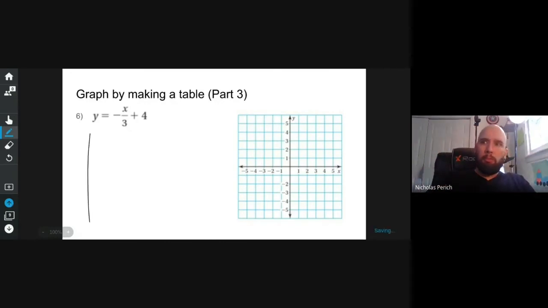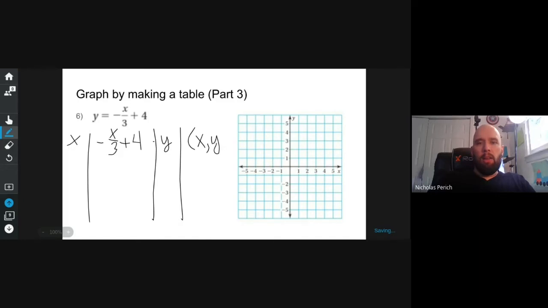Let's do it again. So I have x. I have negative x divided by 3 plus 4. I have y. I have the point x, y. I'm going to pick 0. I'm going to pick 1. And I'm going to pick 2. And I'm going to plug them in.